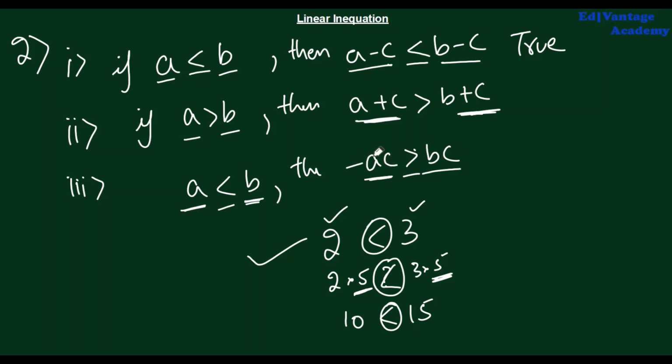If it was negative C, it would have come from positive to negative because we know positive is A. If C was negative, it would have come minus AC. But they have multiplied positive C and reversed the symbol as compared to earlier. So this is false. This one is true.